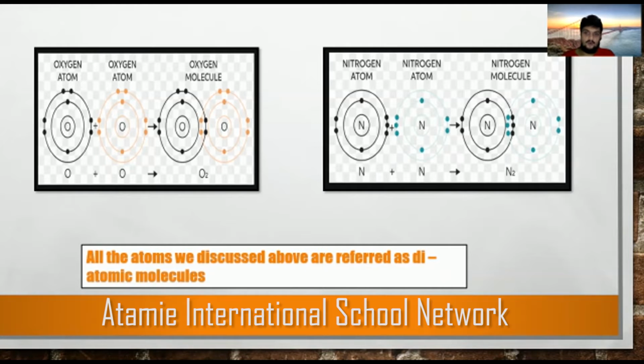Okay, so as I said earlier, all the atoms that we discussed are diatomic molecules. So diatomic molecules will always have covalent bonding. All right.